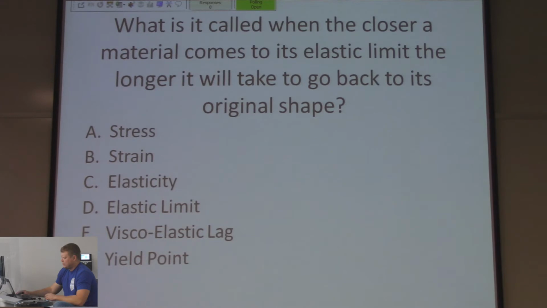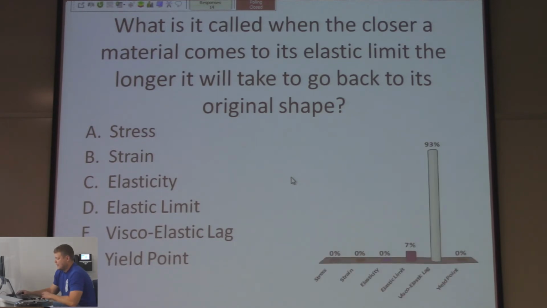What is it called when the closer a material comes to its elastic limit, the longer it will take to go back to its original shape? Stress, strain, elasticity, elastic limit, viscoelastic lag, or the yield point? I definitely know the answer. 93% of you are correct. Viscoelastic lag.